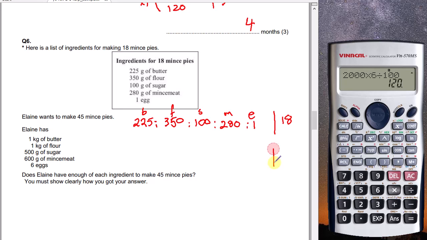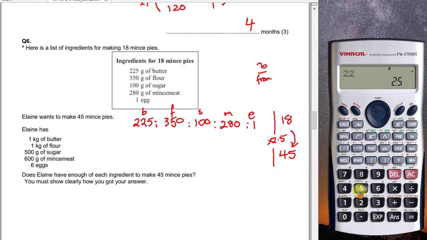We want to make 45, so we need to find out how to go from 18 to 45. So it's end divided by start, 45 divided by 18. That tells me how to convert one line into the other: multiply by 2.5. So what ingredients do I need? Butter. I've got 225 times 2.5. That's going to easily be in space. I wouldn't even need to do this. But 562.5. I can see 350 might get close. 350 times 2.5. That's 875. That's okay.